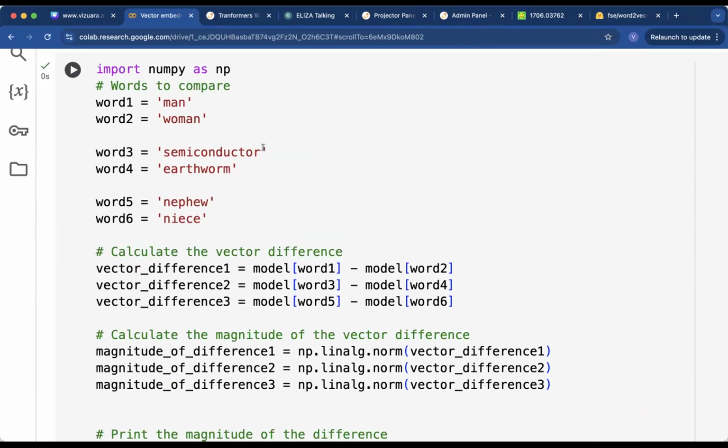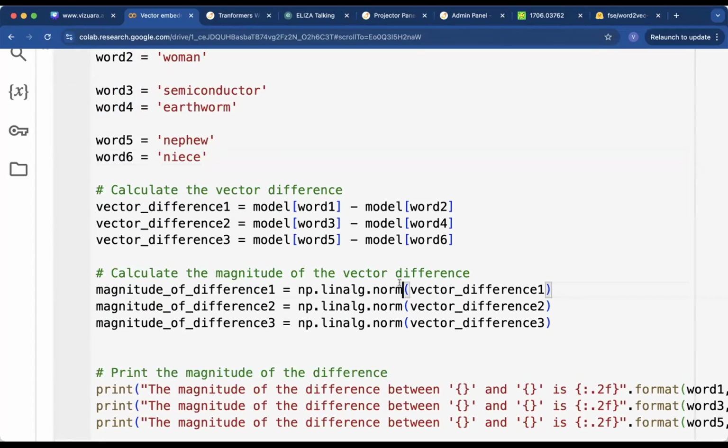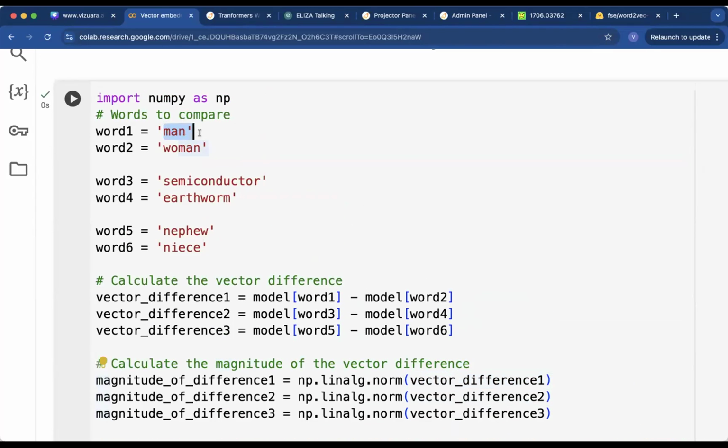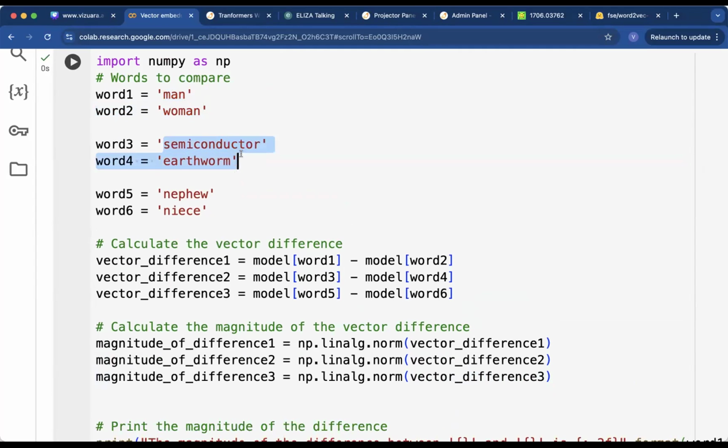Similarly, if you have vectors for all of these words, you can take the distance between the vectors to find how related they are. To find how related man and woman are, I just take the distance between these two vectors. Similarly for semiconductor and earthworm, and similarly for nephew and niece.